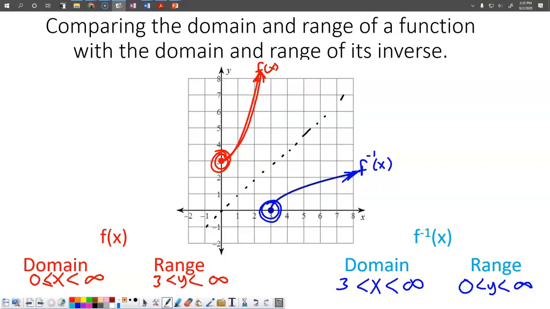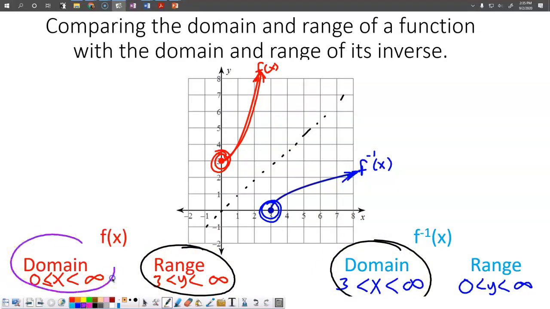Now, I want you guys to compare the domain and range of the function f with its inverse. Well, they're the same. It's just that they're switched. The range of f is the domain of f inverse, and the domain of f is the range of f inverse. And that makes sense because, once again, what is an inverse? It's just where you switch the x's and y's. And what is domain and range? Domain and range are just all the possible values of x and y. So switching an inverse basically just reverses the domain and range around.